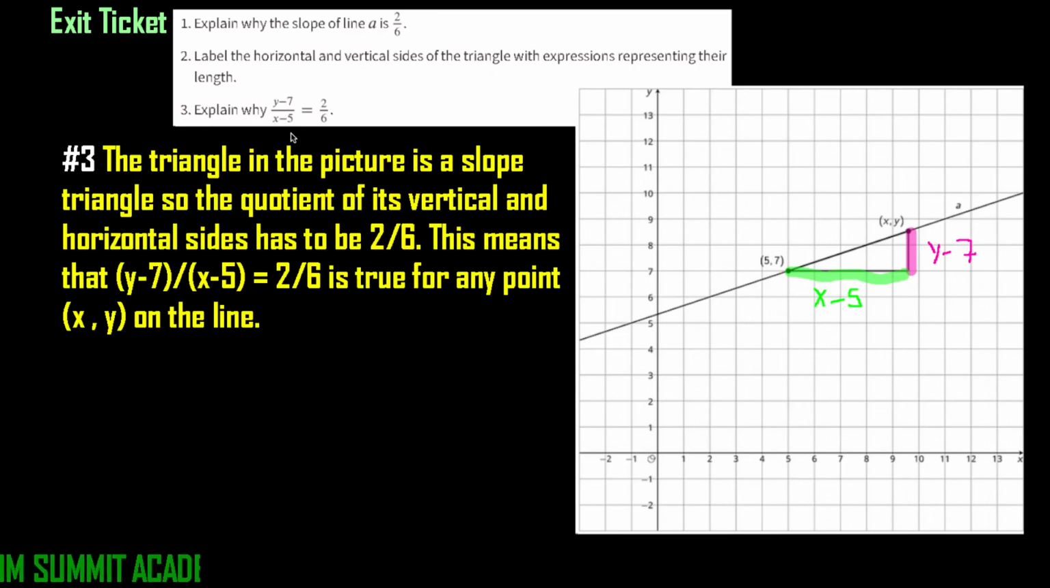And then for number 3, kind of putting all these ideas together, we can say the triangle in the picture is a slope triangle, so that means the quotient of its vertical and horizontal sides has to be 2 over 6. This means that the ratio, again, this is a fraction, y minus 7 divided by x minus 5 is equal to 2 over 6, is true for any point x comma y on this line. So any of those ordered pairs that will be on that line, we can find them using these values. We should be able to calculate, and it should make a ratio that's 2 over 6. If it's not equal to 2 over 6, then we know it doesn't fall on that line.